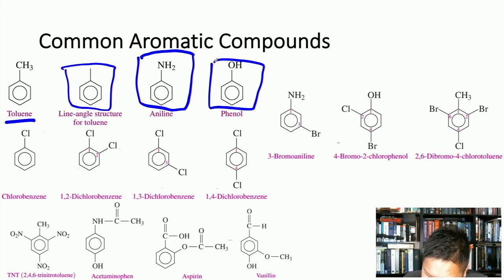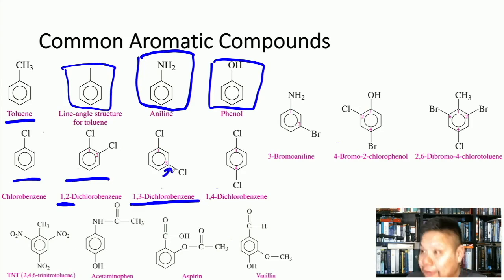And then here's chlorobenzene. Here's 1,2-dichlorobenzene. Notice that the substituents are named first, 1 and 2, with the carbons that they're connected to. And then 1,3-dichlorobenzene, same thing as 1,2-dichlorobenzene, except now the second chlorine is on the third carbon. Then 1,4-dichlorobenzene means that the fourth carbon is the one exactly opposite from the first carbon.